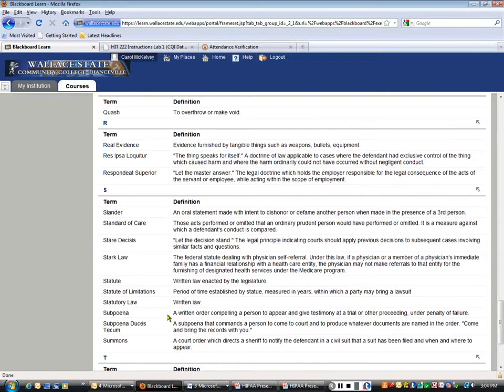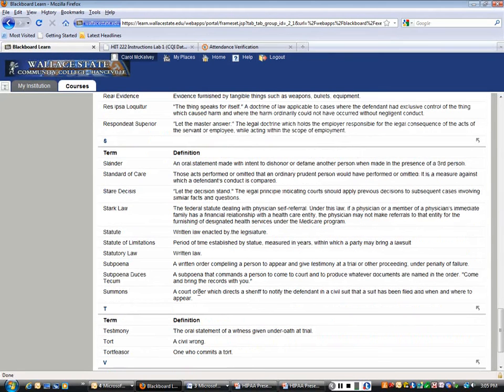Subpoena, a written order compelling a person to appear and give testimony at a trial or other proceeding under penalty of failure. So a subpoena says, come to court to give testimony, whereas subpoena duces tecum is come to court and bring the records with you. And that's not just limited to health care or medical records. It's anytime someone is told to, okay, come to court, show up at this time to give testimony, and bring these specific records with you. It can be any type of record that's kept.